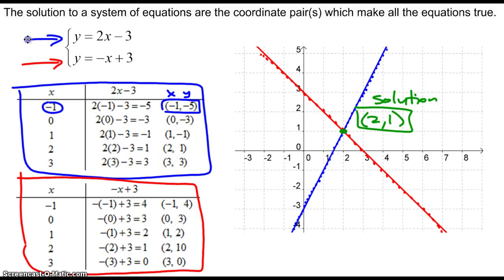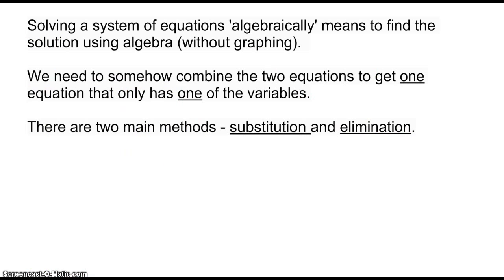And one way to solve a system of equations is to graph and to look at the point or points of intersection. But it's not a very efficient way, right? It takes a long time to plot these things out, to make t-charts. Even with a calculator, you have to still plug things in and compare and find intersections. So what we're after is a way to solve this without having to graph, okay?